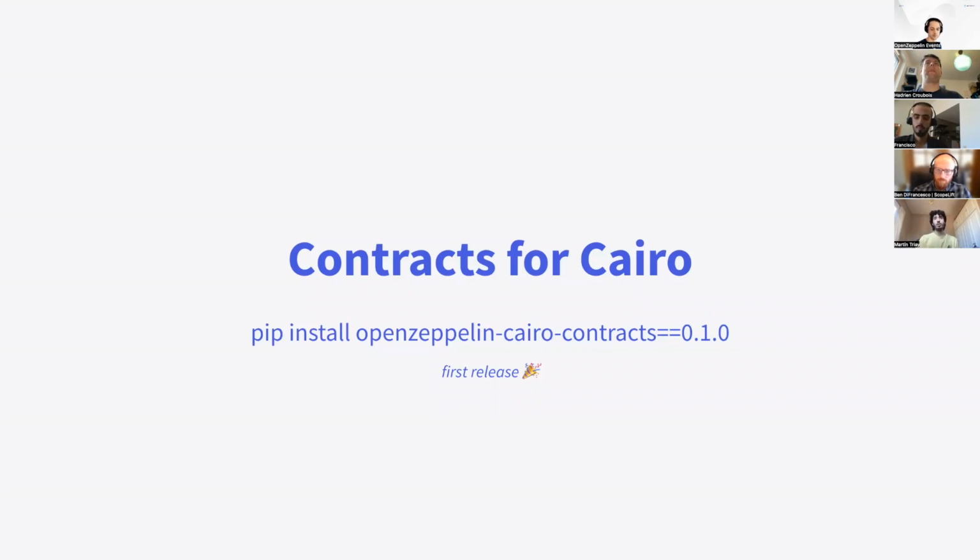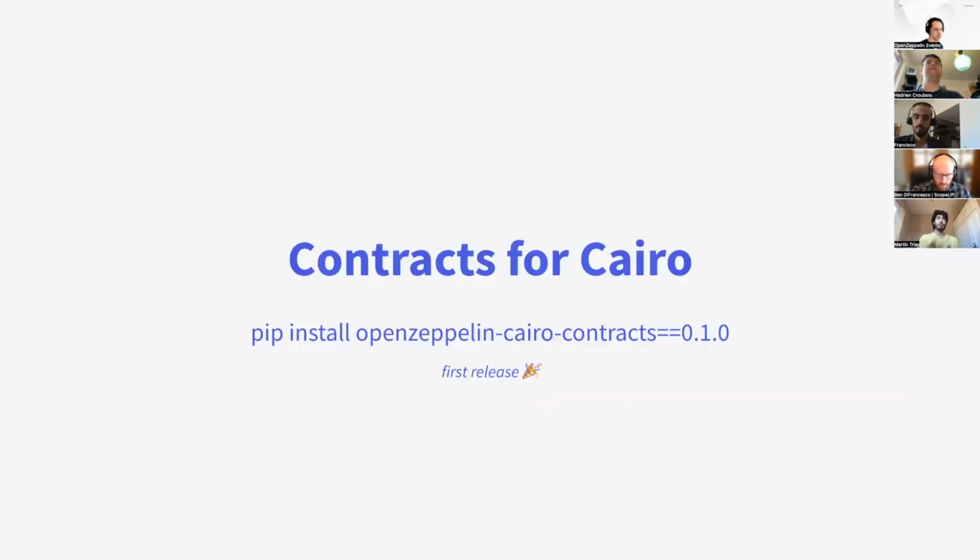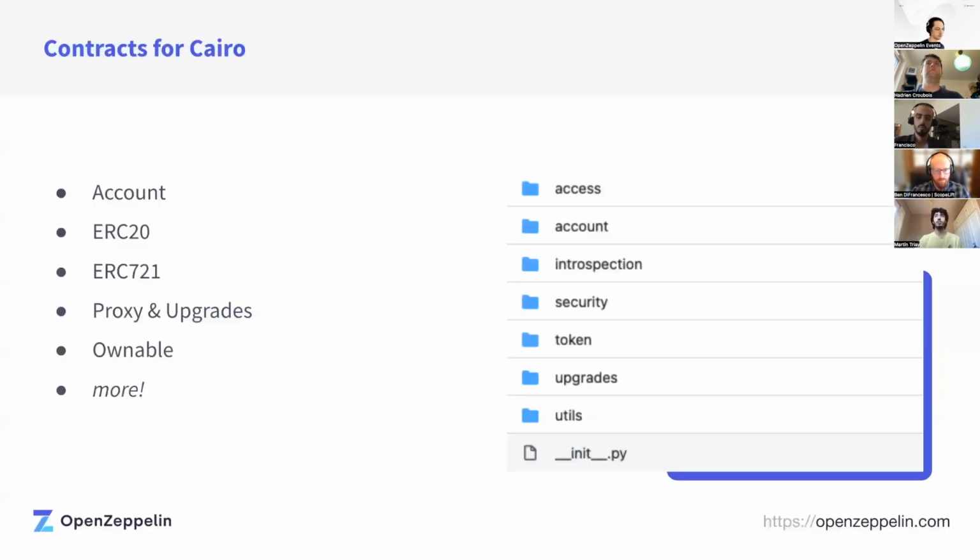So now if we go to the next slide. Oh, sorry. One thing to notice on this slide is that you install the library by using pip. This is because the Cairo ecosystem is heavily linked towards Python. So now we can go to the next slide.